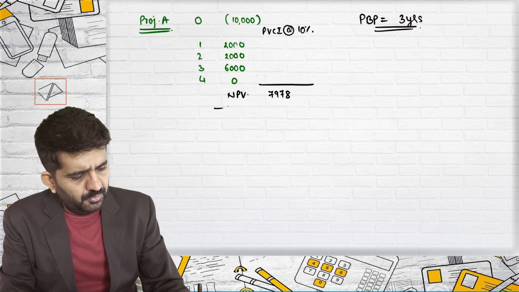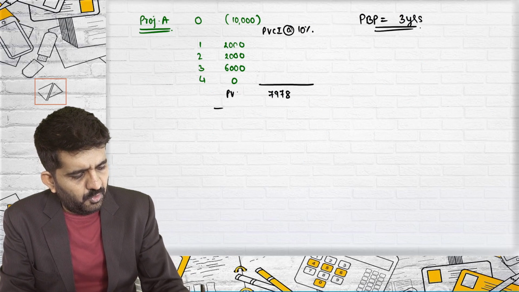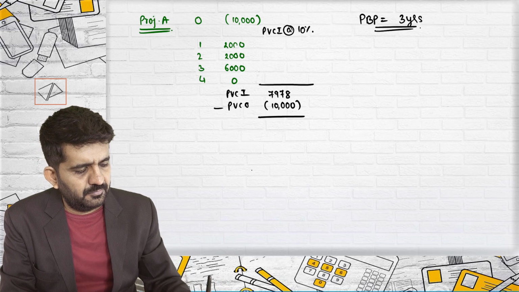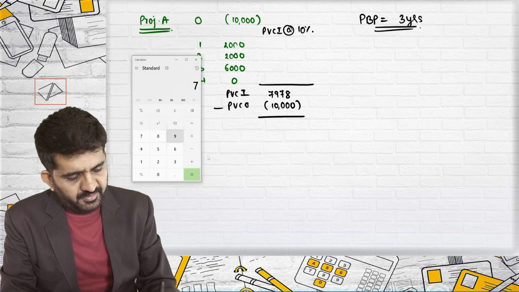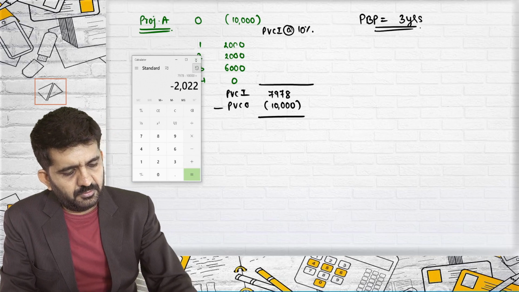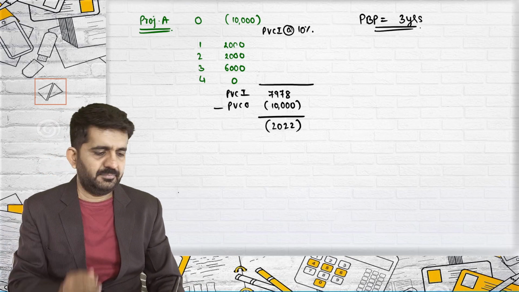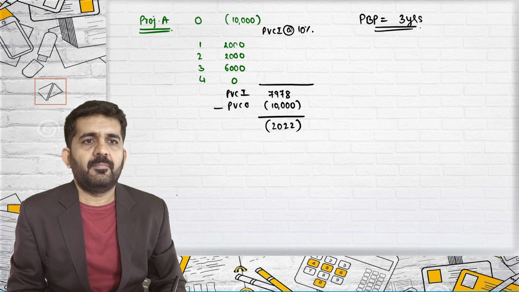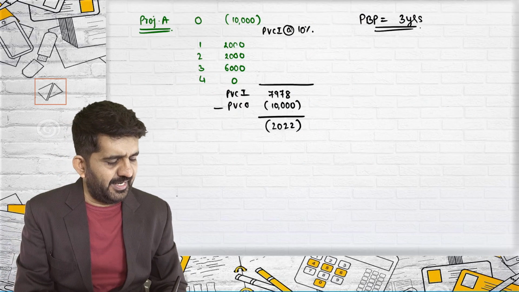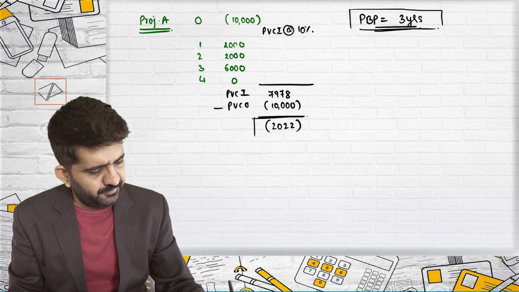It will be negative. This is present value of cash inflow. Present value of cash outflow is 10,000. 7978 minus 10,000, negative 2022. This is for project A. You need to do it for B and C also. I want two answers, payback period as well as NPV.